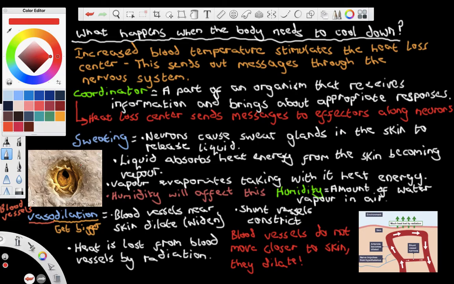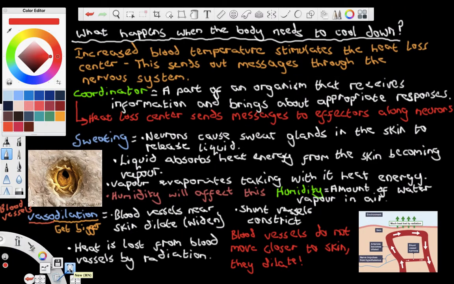The vapor evaporates, taking away with it the energy. Humidity will affect this. Humidity is the amount of water already in the surrounding area. The higher the humidity, the less effective sweating will be. At the same time, neurons can cause vasodilation. This is where blood vessels near the surface of the skin dilate, while shunt vessels constrict. This means more blood flows near the surface of the skin and more heat is lost via radiation. Blood vessels do not move closer to the skin, they simply dilate.